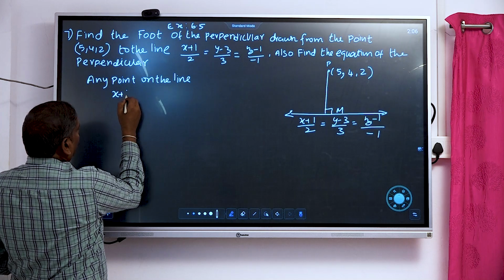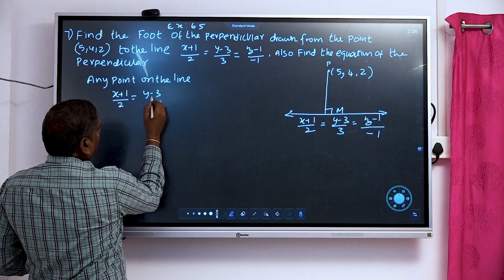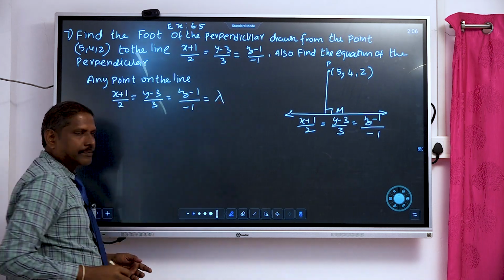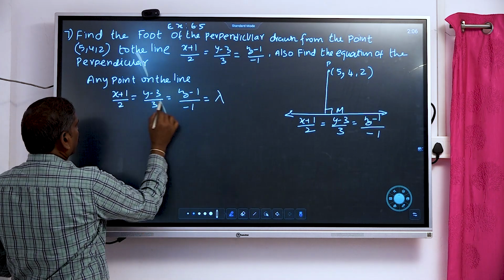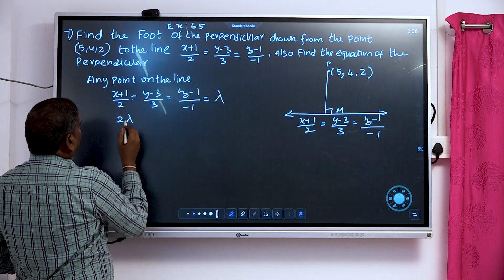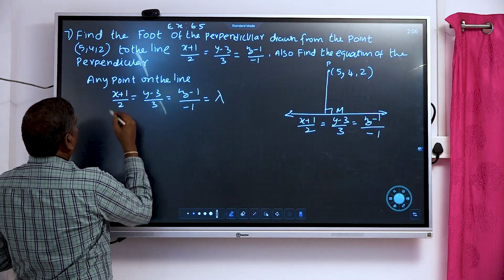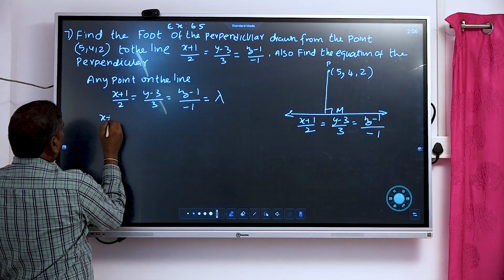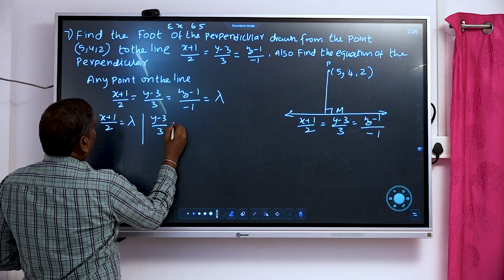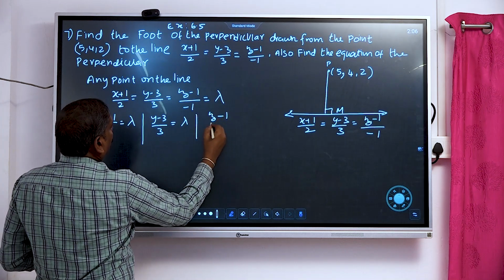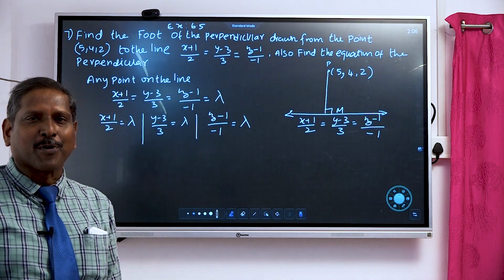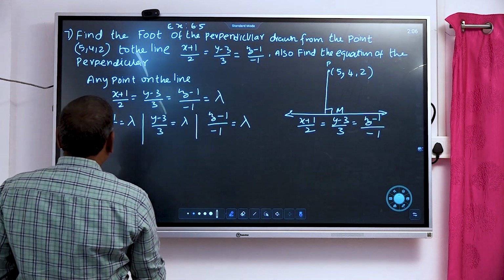So equate the equation of the line to some lambda and do cross multiplication. Or else you can equate each term with lambda. So (x plus 1) by 2 is equal to lambda. In the same manner (y minus 3) by 3 is equal to lambda, and (z minus 1) divided by minus 1 is equal to lambda. So this is the procedure to get any point on the line. I hope you know how to get it.